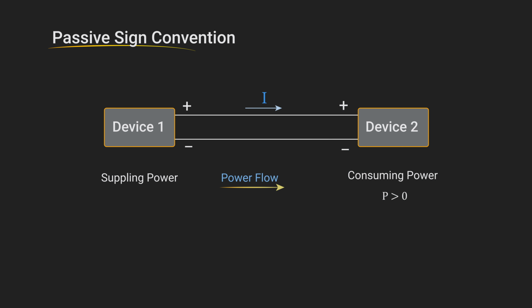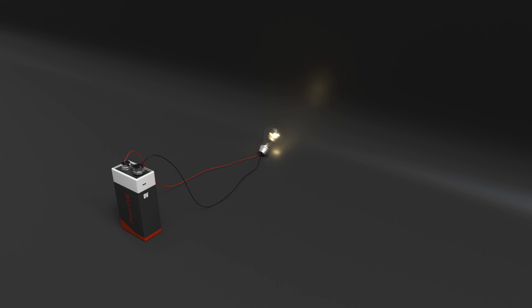So for the electric sources, that is when a device supplies power to the circuit, the current comes out of its positive terminal. In this case, power is considered negative. And for positive power, current flows into the positive terminal of the device. For example, in this simple circuit, the battery is supplying power and this light bulb consumes it. So the battery's power is negative and the bulb's power is positive.